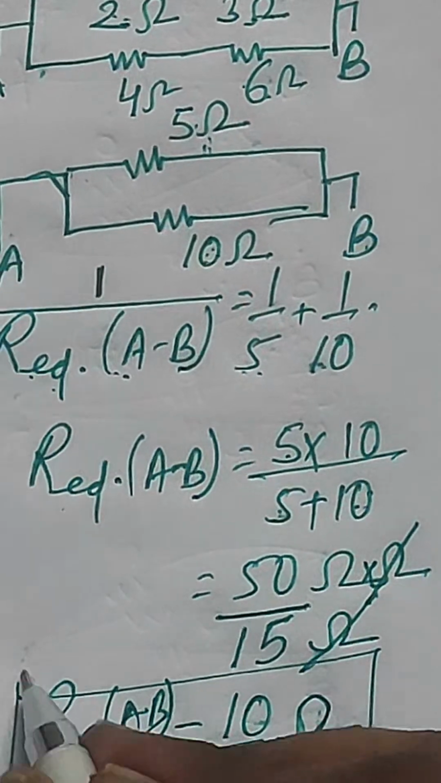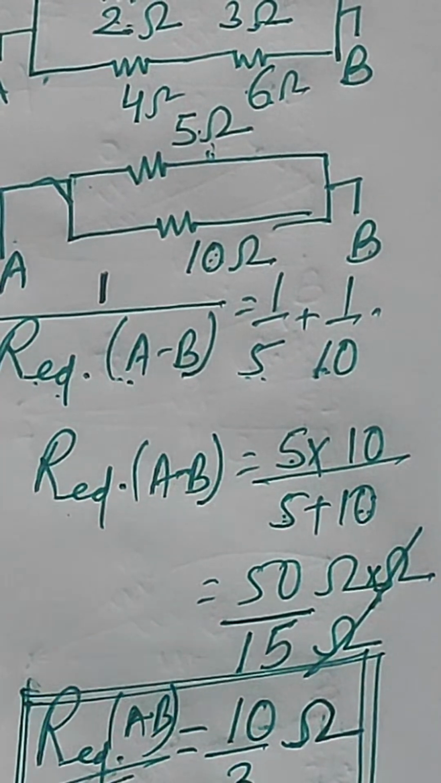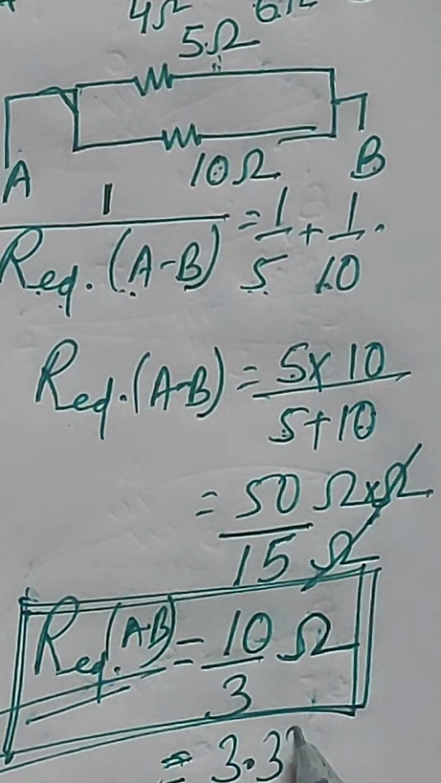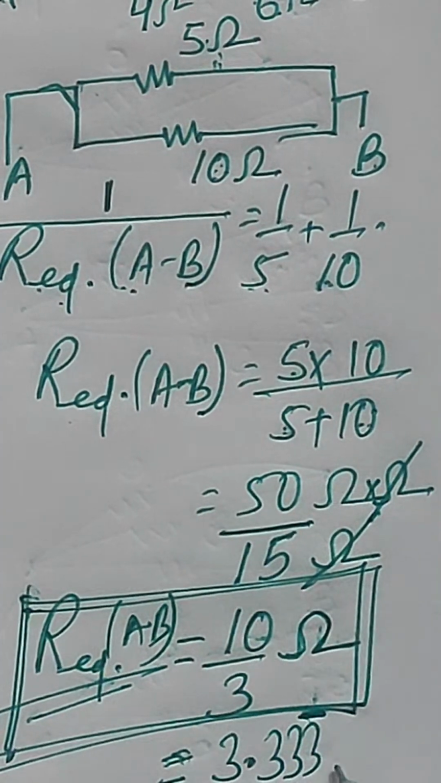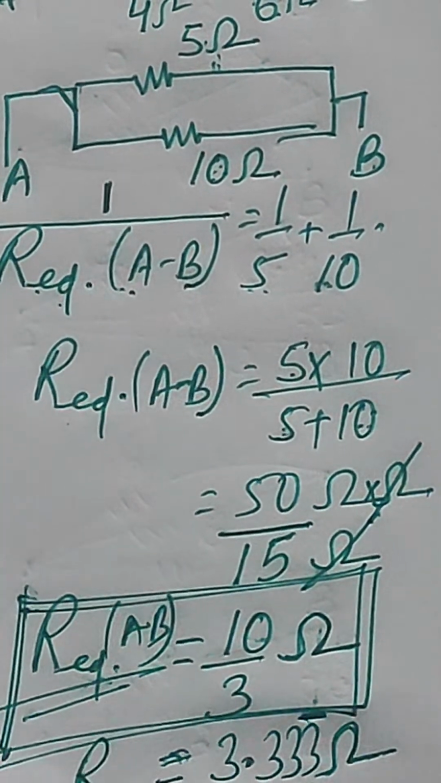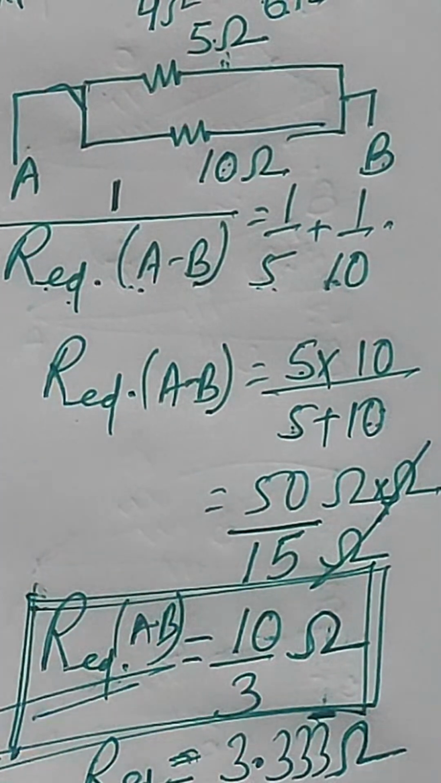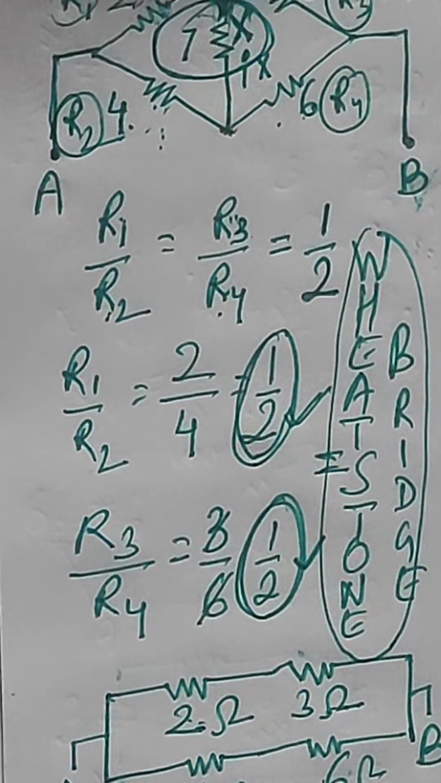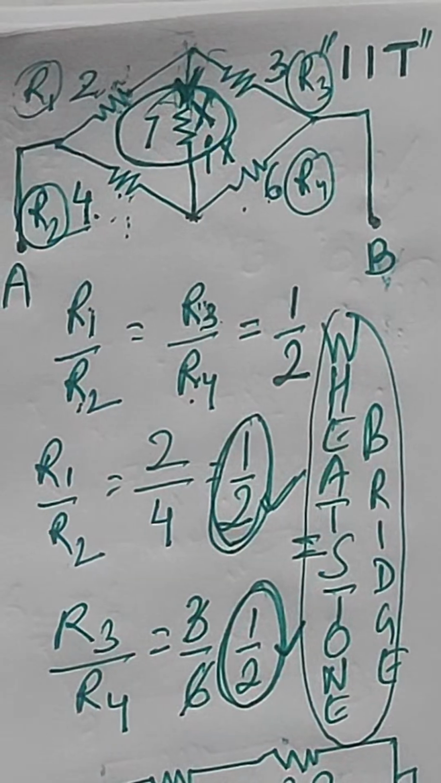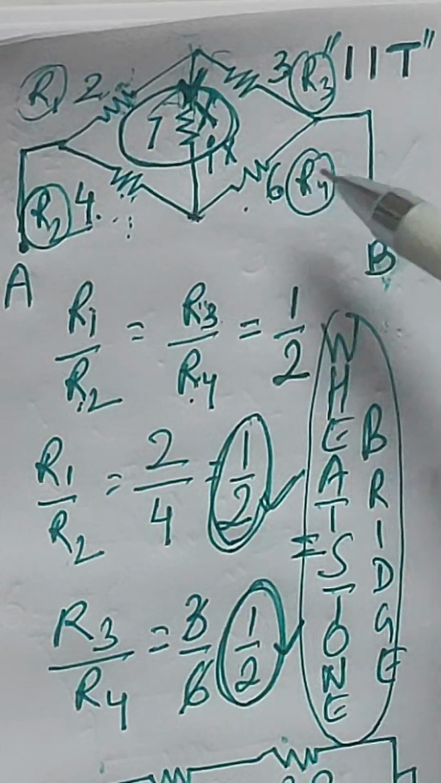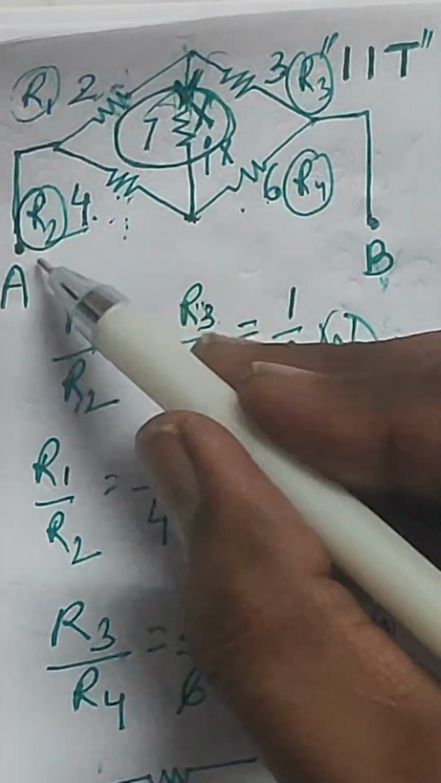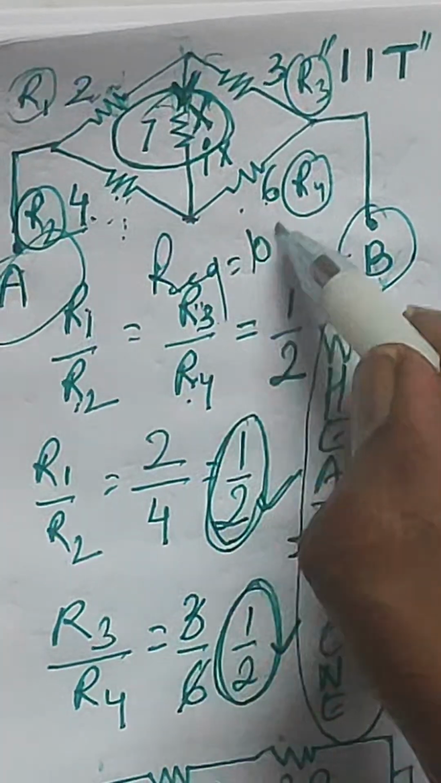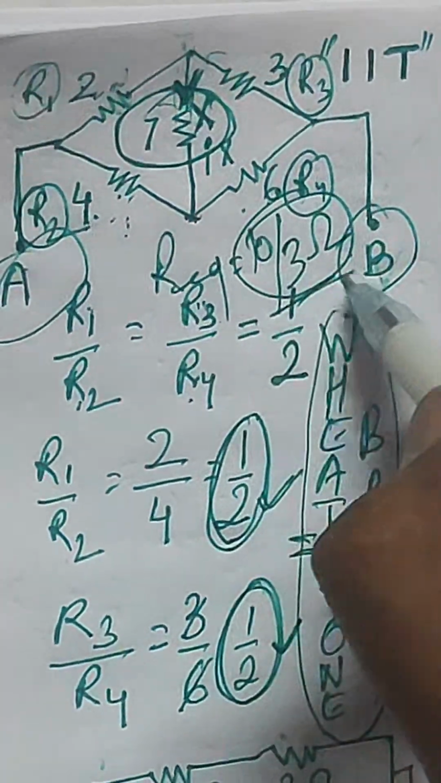And this is your answer, which can be further simplified as 3.333 recurring ohm, the value of R equivalent. So students, 3.33 or 10 by 3 ohm is the equivalent resistance for the given circuit. So our answer, that is R equivalent between this A and this B, is equal to 10 by 3 ohm. And this is your answer, students.